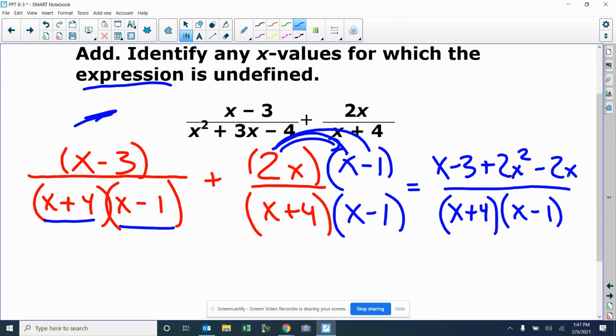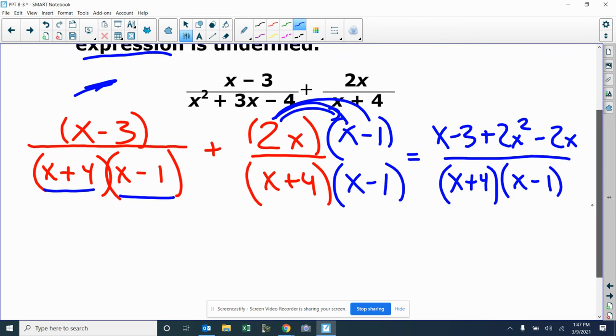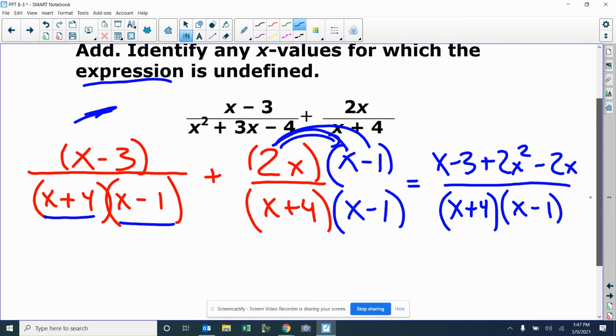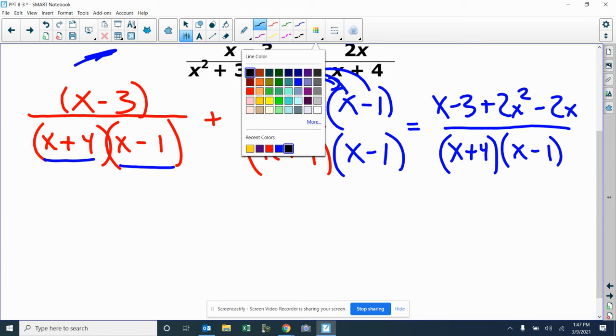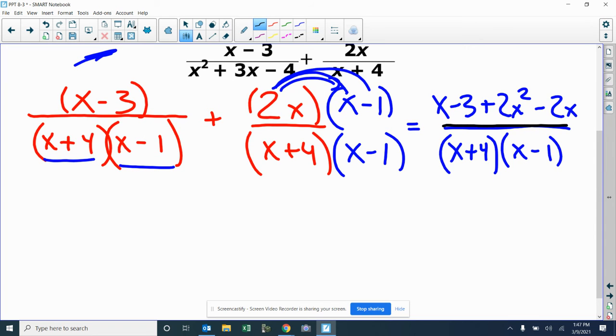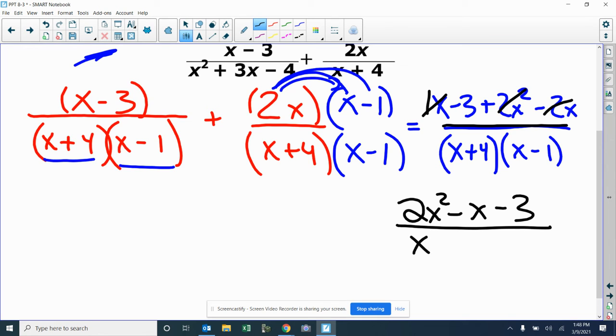Almost done. We're going to need to combine like things here. So let's do that next with what we have here and put it in standard form. 2x squared, right? We have a 1x minus 2x, that's going to be minus x, and then minus 3 all over x plus 4 and x minus 1.